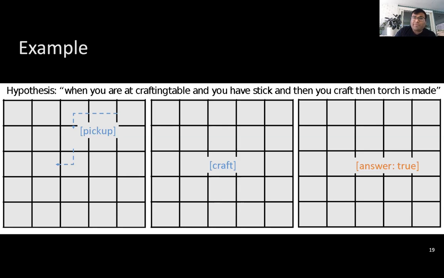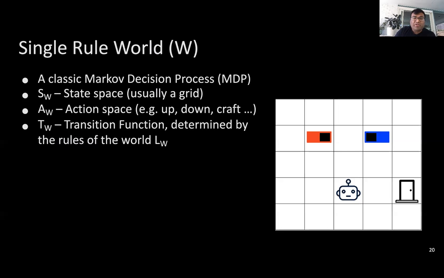So this is the problem setup that we are looking at. Let's look at how we can formulate it as an RL problem. If you think of a world, like a grid world, the state space is usually a grid, the action space is up, down, craft action, and so on. The world is guided by a transition function, which is determined by the rules of the world. And overall, if you're looking at one world with set rules, this becomes a Markov decision process.